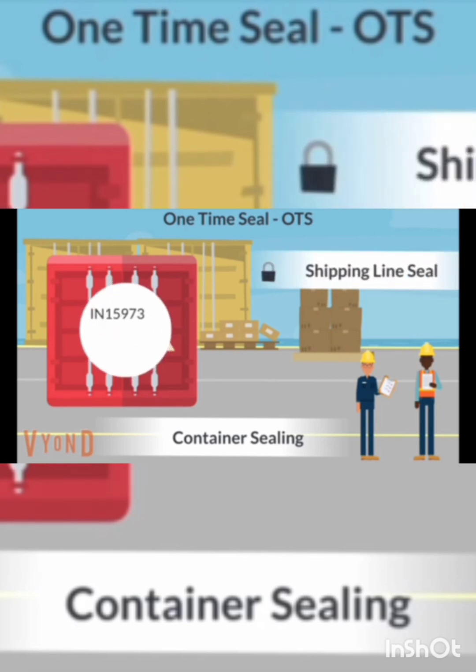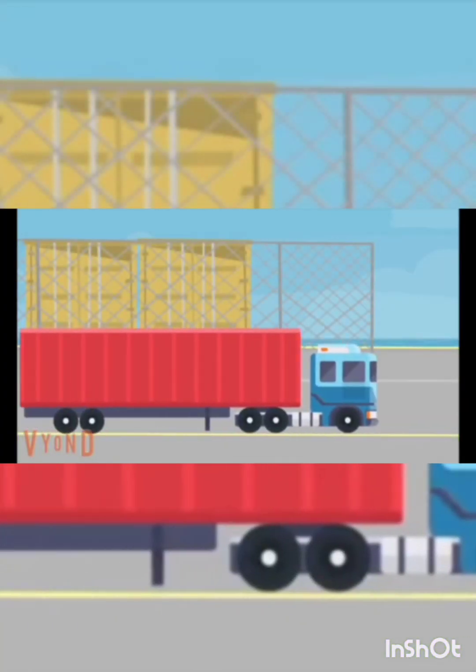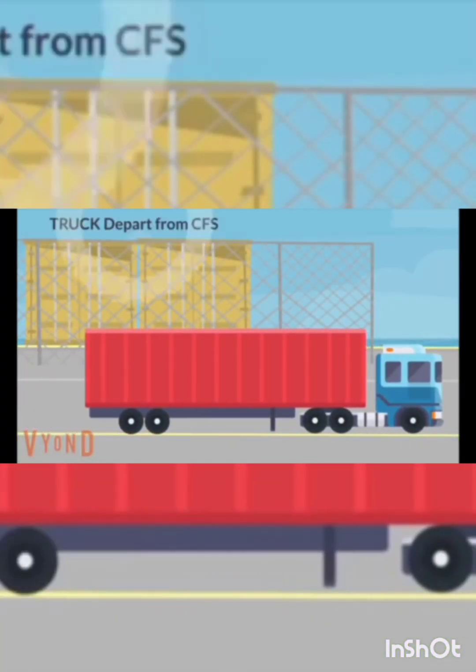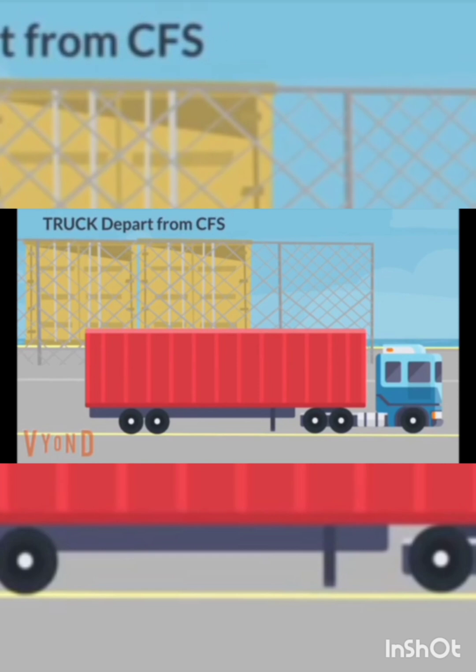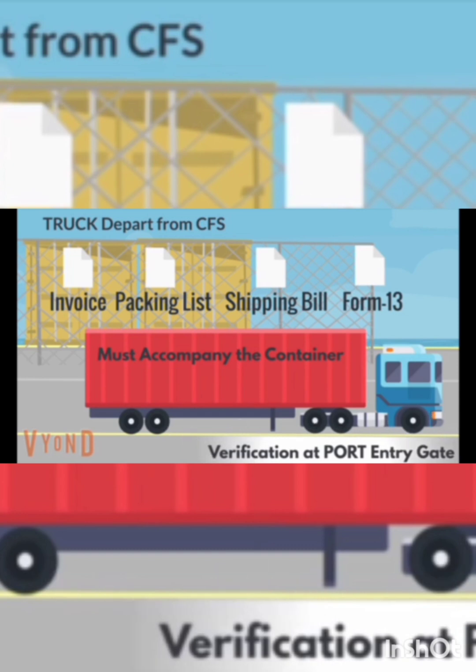Second is the customs seal for verification at the port entry gate. Soon after the completion of container sealing, the truck departs from the CFS to the port. The invoice, packing list and shipping bill must accompany the container for verification at port entry. So after collecting the documents, the truck departs from the CFS to the port.